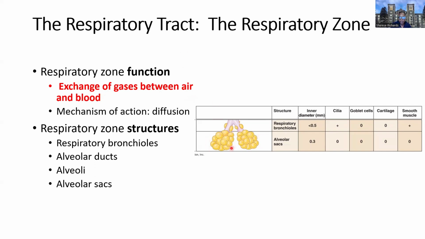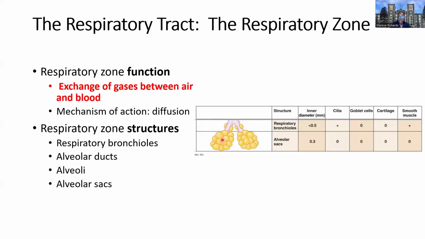Air sitting in the alveoli that's come all the way through the entire conducting zone, respiratory zone, and then blood sitting in the capillaries that are in close contact with the alveoli. In terms of the mechanism for this exchange, it's basically diffusion, which is why the cell layers here need to be very, very thin. So a very thin pulmonary capillary endothelial layer and a very thin alveoli epithelial layer. So two very thin layers that facilitate diffusion of these gases.